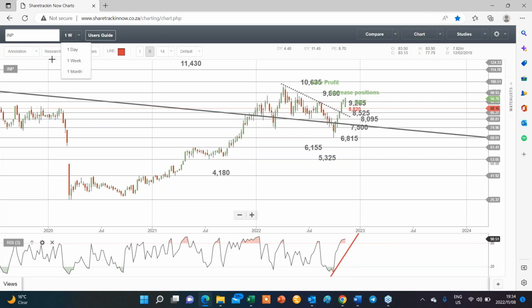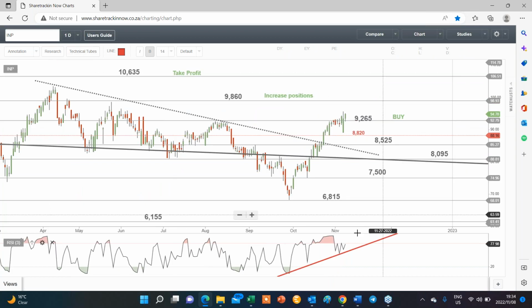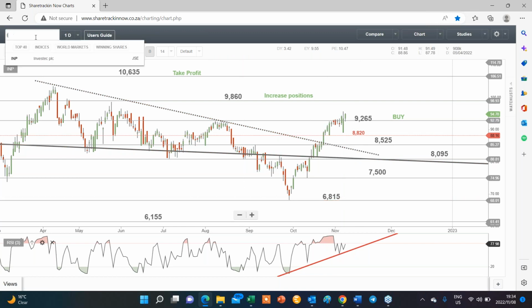What this is telling us is that if you do initiate the position, do it with caution, and keep an eye on your weekly RSI. When that pulls back, then you should close the position. All right. Same with INL.